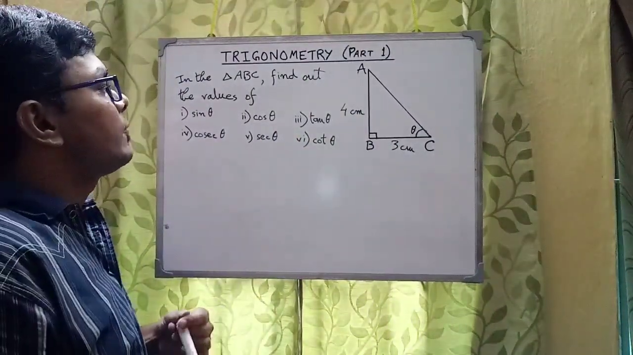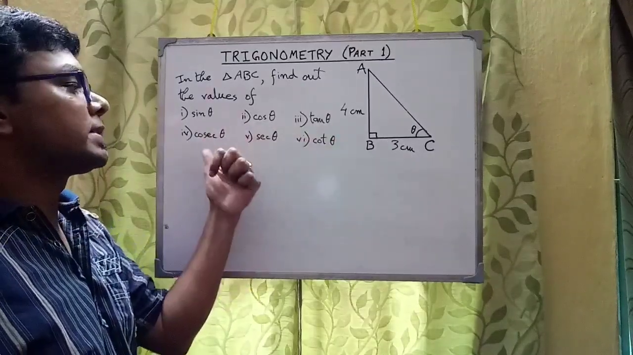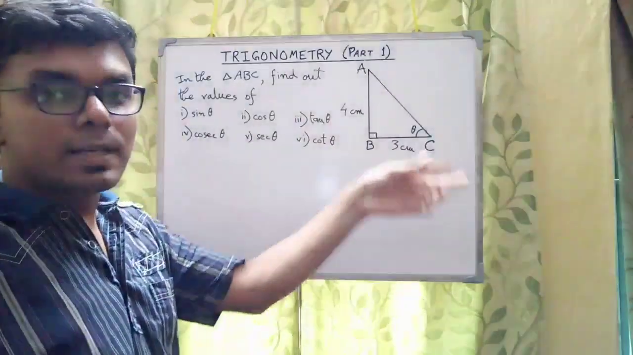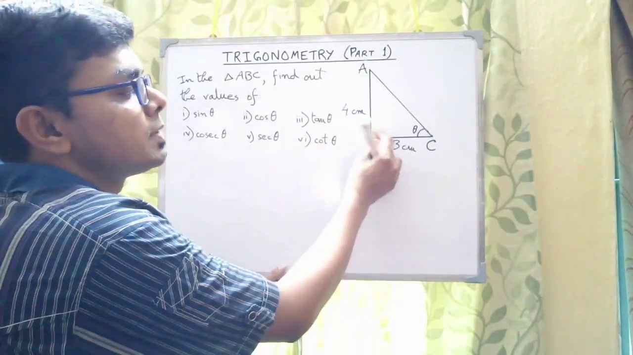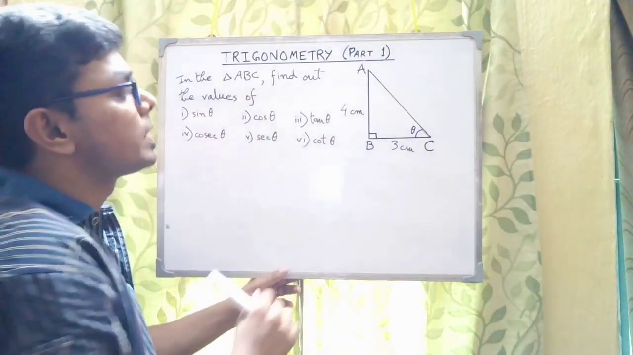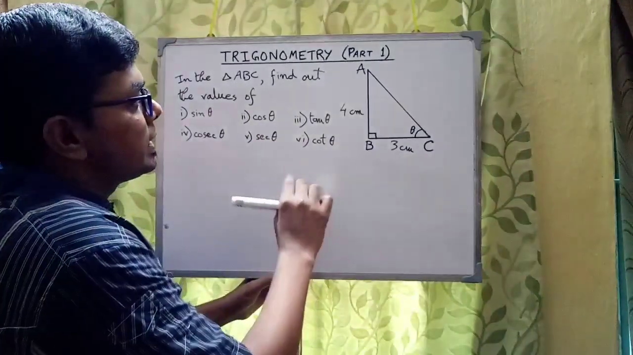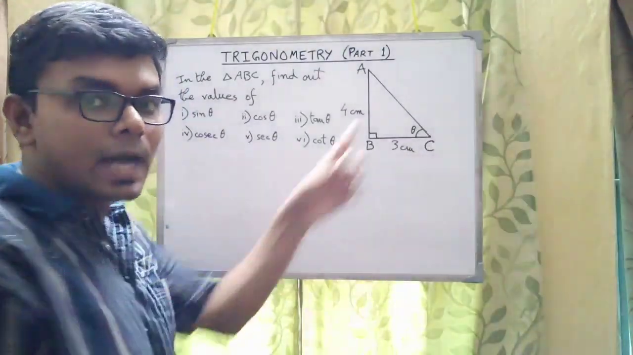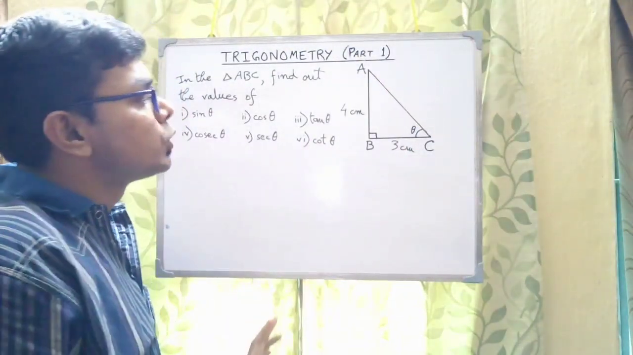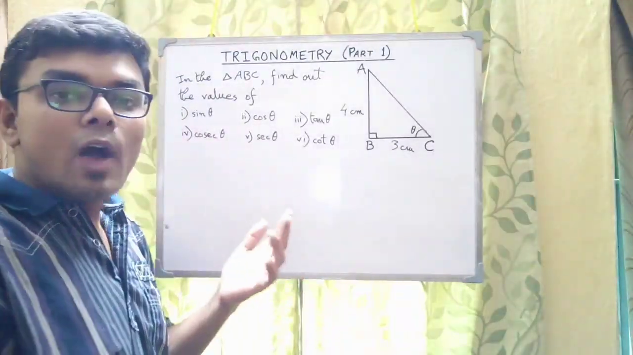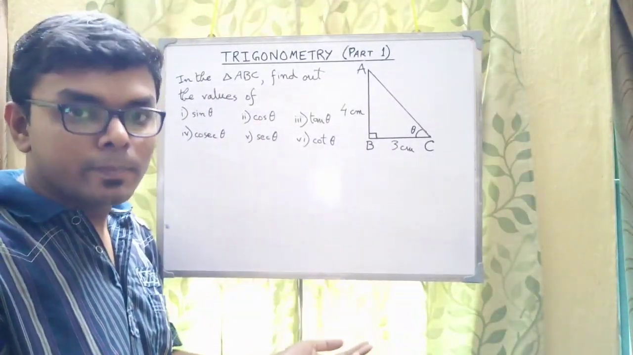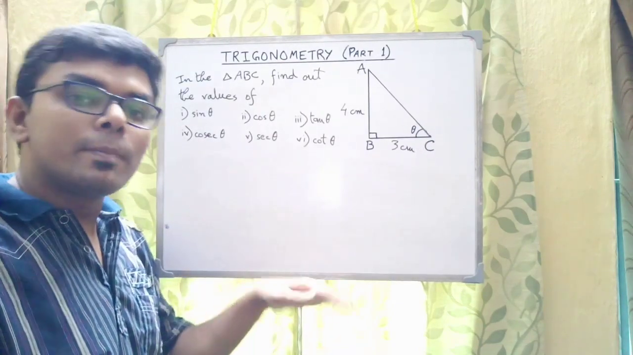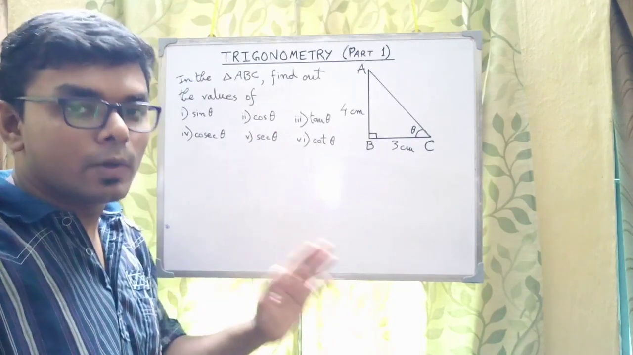In this triangle ABC, find the values of sin theta, cos theta, tan theta, cosec theta, sec theta and cot theta. Now here we can see it's a right angled triangle ABC because the symbol of the right angle is here. You must follow that. Now when we find sin theta, we have to find opposite by hypotenuse, but the hypotenuse is not given in the question. So I think all of you are aware of Pythagoras theorem. If you are not aware of it, then the solution of this sum will be a bit difficult for you.